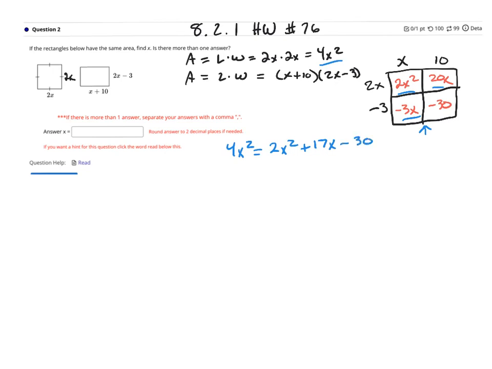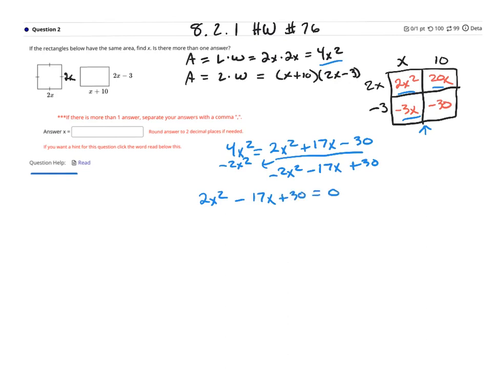This is a quadratic. In order to solve the quadratic, I need to get it equal to 0. So I'm going to go ahead and move all of these to the other side by subtracting 2x squared, subtracting 17x, and adding 30. When I subtract 2x squared from here, that will give me 2x squared, then negative 17x plus 30 is equal to 0.